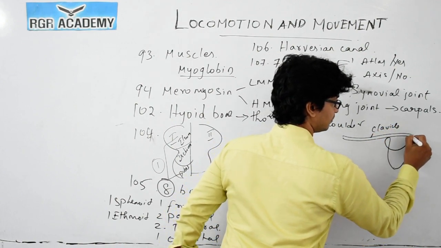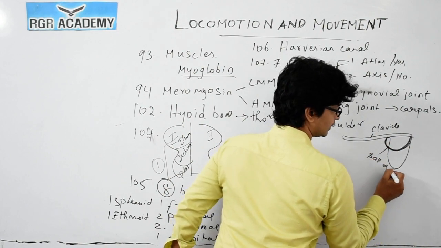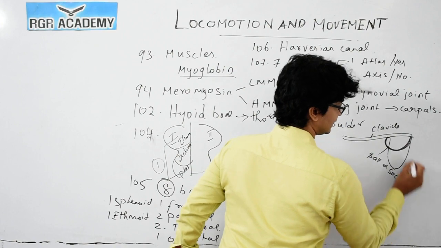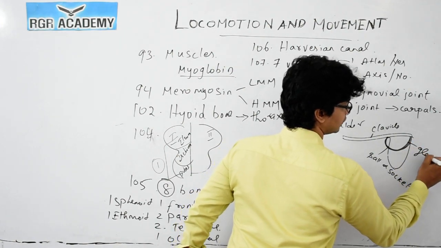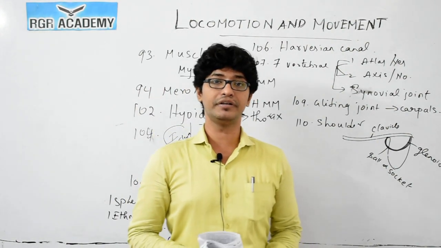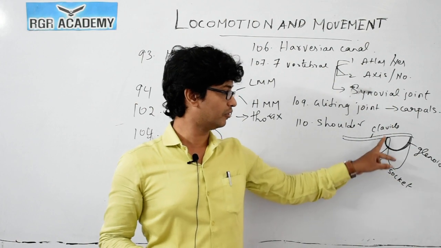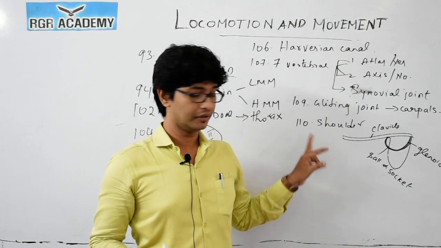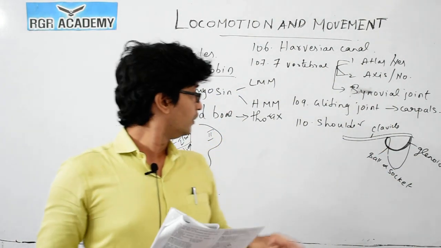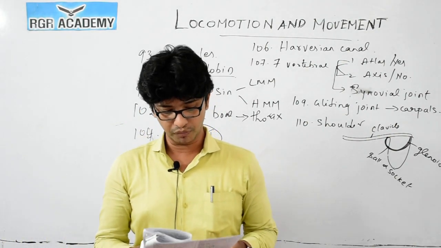And here we have this ball and socket. So this we call a ball and socket joint, and this cavity we call the glenoid cavity. But in case of pelvic girdle you call it acetabulum, whereas here this cavity is called the glenoid cavity, which forms the ball and socket joint. So question 110, it is shoulder.